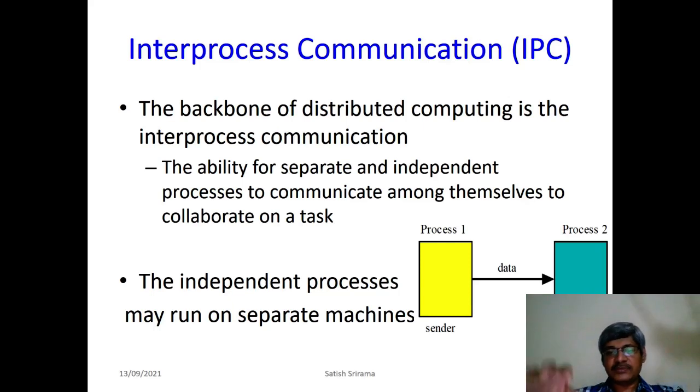So these processes exist on separate nodes, and they are completely independent. They are working on their own, but they can communicate. Inter-process communication facilitates this sort of communication.